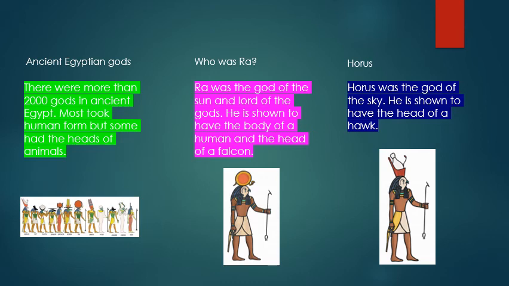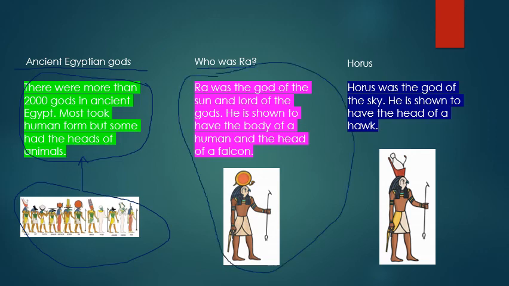Now you can see I have put the pictures with their paragraph up here, and I've also given them each a subheading. This one, ancient Egyptian gods, as this information here is all about ancient Egyptian gods. I've used a question as a subheading for Ra. Who was Ra? Again, I've grouped those together, and my subheading for the final paragraph was just Horus.